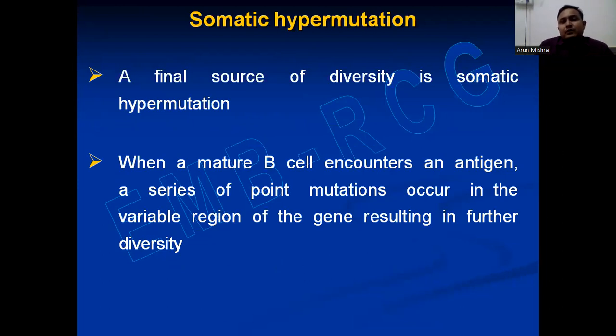A final source of diversity is somatic hypermutation, where a mature B cell encounters an antigen, a series of point mutations occurs in the variable region of the gene, resulting in further diversity.